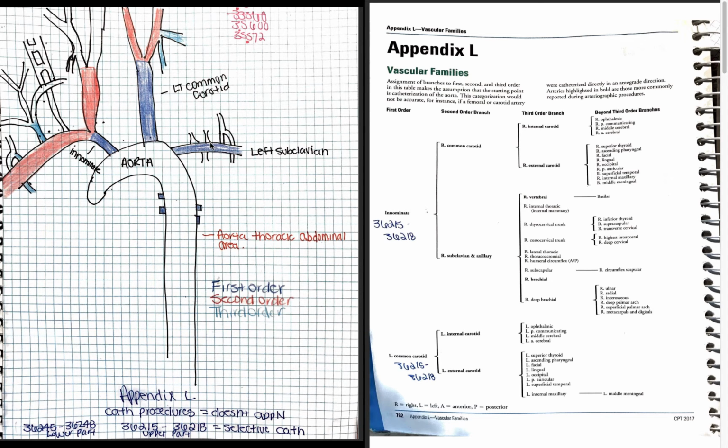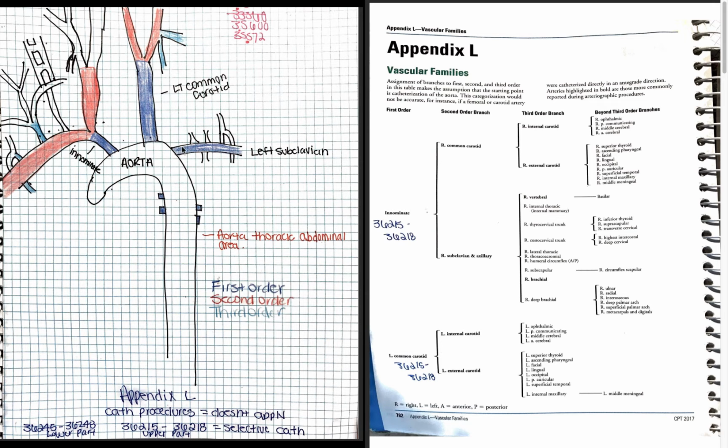Those are called first, second, and third order branches. Think of it as a road. Your aorta is the main portion of the road. You can either go off into the left subclavian road, the left common carotid, or the innominate road. And once you go off that road from the aorta, you're in your first order, or your first branch.